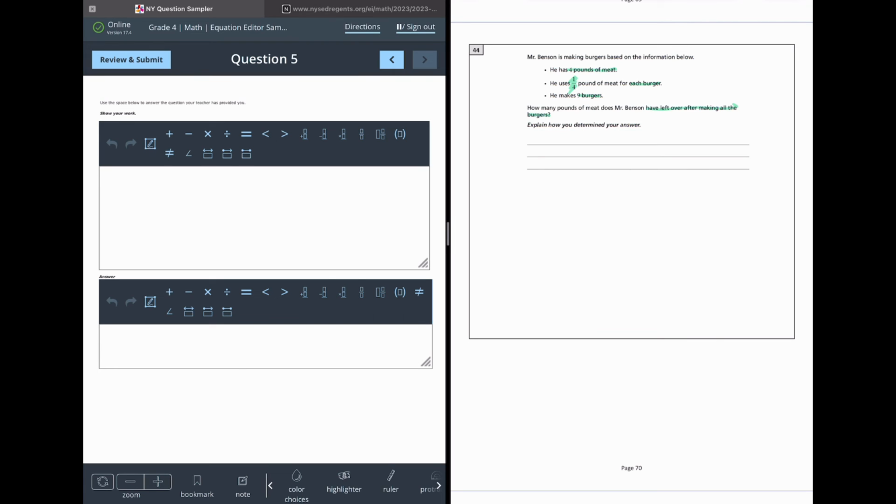So I can see 2 ways that we can solve this. One way is, I know that he makes 9 burgers and each burger is 1/4, so I can multiply this. And this is how much meat he uses for the burgers. But I know he has 4 pounds of meat. So I'm going to do 4 pounds minus 9/4. I can't subtract these because they have different denominators.